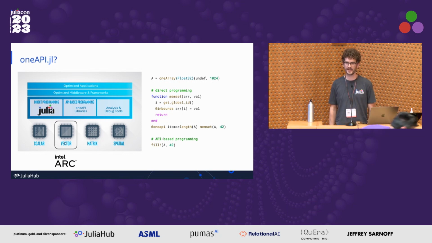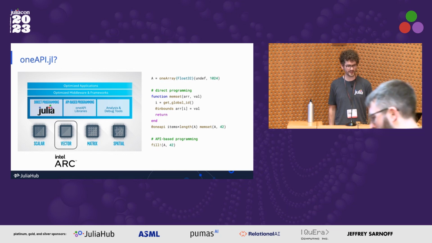Normally, oneAPI is an entire middleware, a framework. It comes with a C++-based programming interface. We, of course, replace that with Julia. It comes with a whole variety of libraries like oneMKL, oneDNN, and so on. And it also brings a whole slew of tools to profile, to debug code, and so on.